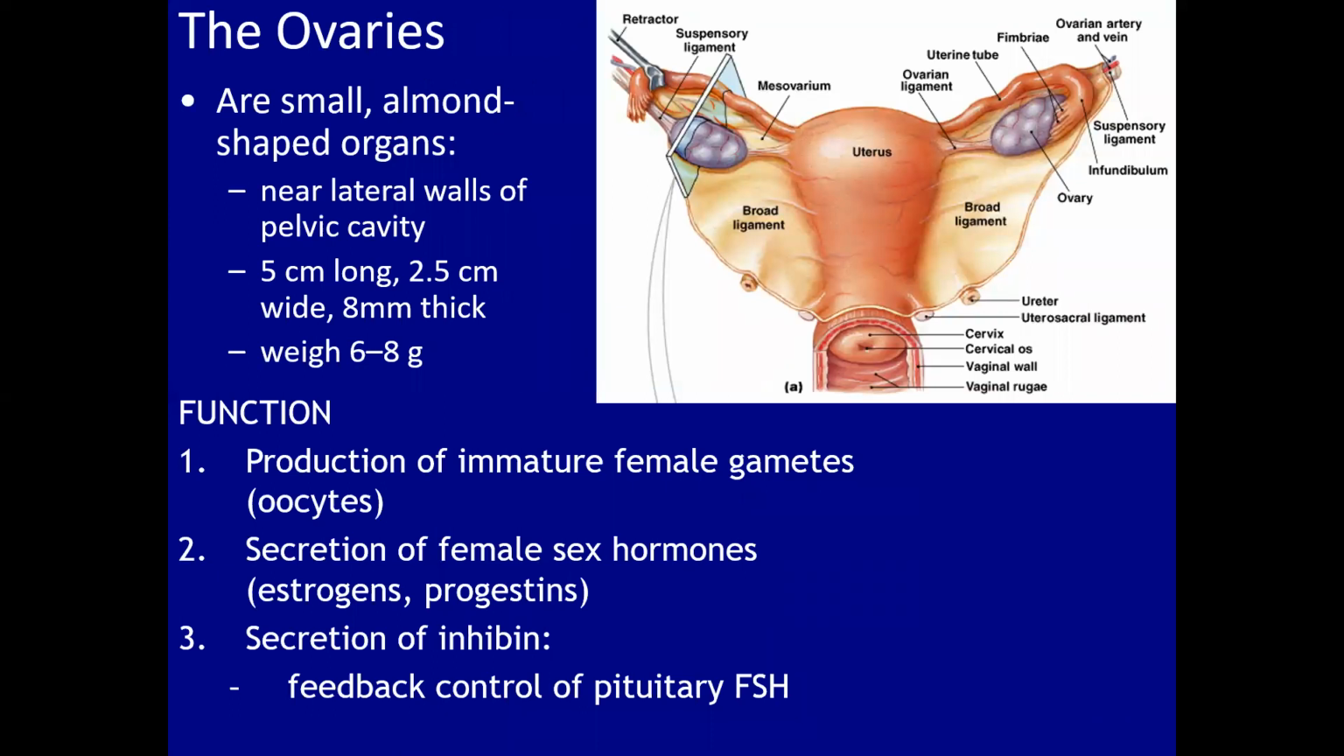So, the ovaries are small almond-shaped organs, about the size of an almond. They weigh 6 to 8 grams apiece. They produce oocytes, which are the immature female gametes. They also secrete estrogen and progesterone, and they secrete inhibin. And again, inhibin has the same function here in the female reproductive cycle as it has in the male reproductive cycle, which is to control pituitary follicle stimulating hormone.